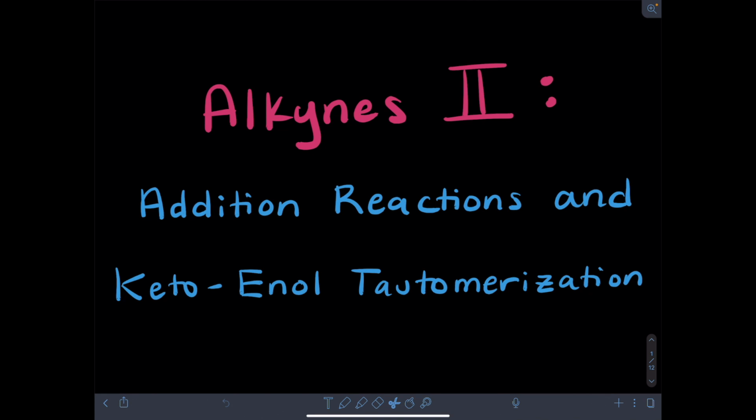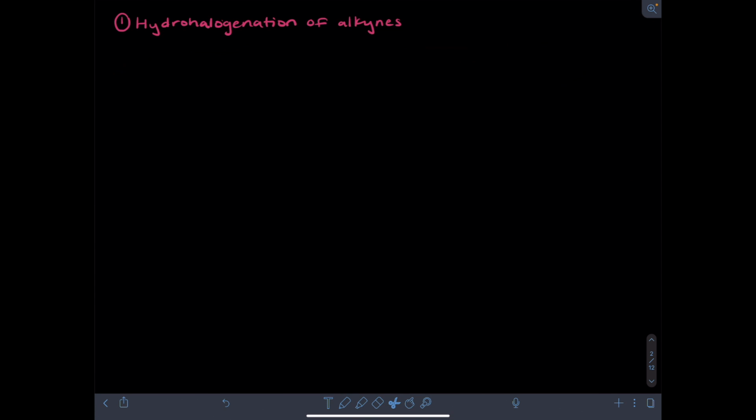Hi folks! The following video is going to talk about addition reactions to alkynes as well as keto-enol tautomerizations. Because alkynes have pi bonds similar to alkenes, they can undergo variations of a lot of the reactions we saw for alkenes. One reaction that alkynes can undergo, that we also saw for alkenes, is hydrohalogenation.